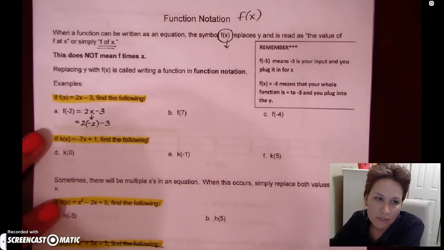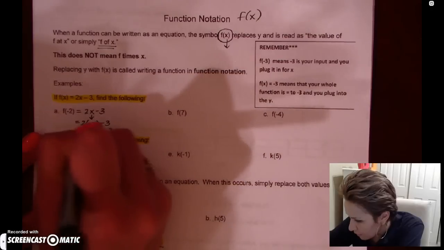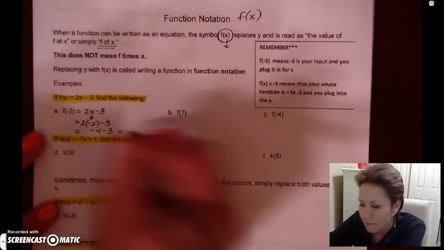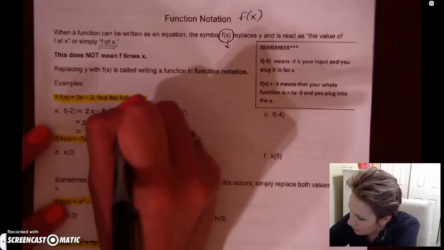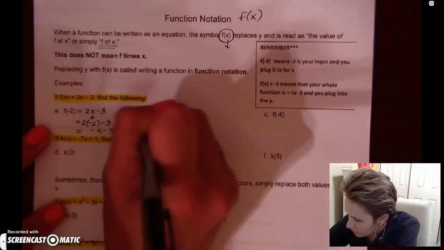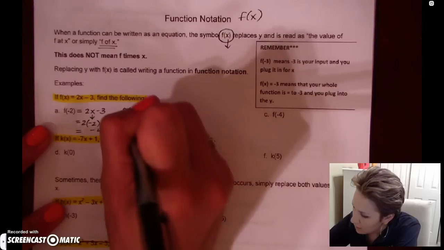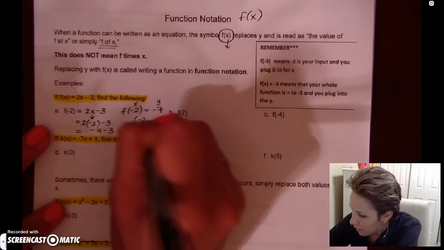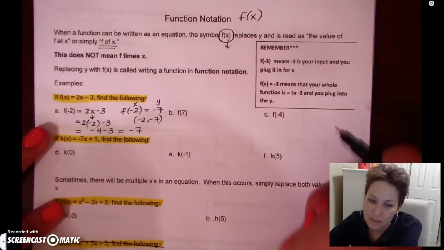So what is 2 times negative 2? Negative 4. And negative 4 minus 3 is equal to negative 7. So this means that f of negative 2 is equal to negative 7. Since remember, this is your x and this is your y, your ordered pair would be negative 2, negative 7. Okay, so let's try that again.